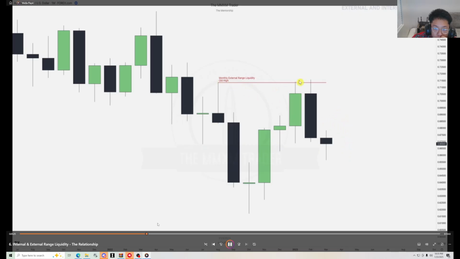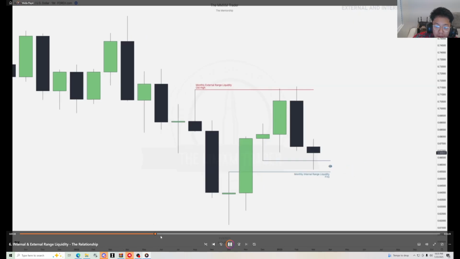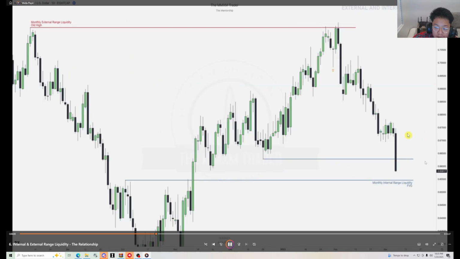So after external gets raided, where do we want to reach into? We can see this, boom, imbalance down here, which is, yes, a fair value gap, right? So what happens afterwards? Then it shoots up. We're gonna see if it rejects or not.